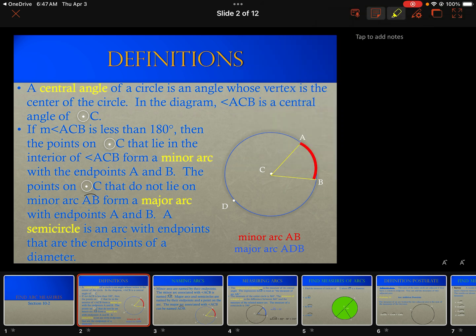So in the diagram, we're going to call that circle C because the center is point C. The central angle would be this angle, angle ACB. Notice how C is the vertex of the angle and the center of the circle.